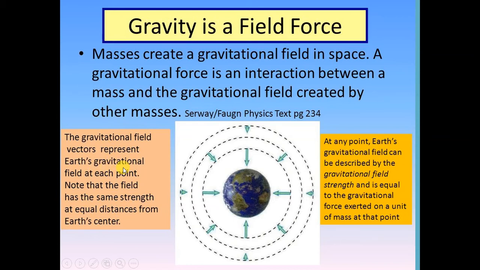These vectors represent the Earth's gravitational field at each point. Note that the field has the same strength at equal distances from Earth's center. What does this sentence mean? Pay attention with me. Let's say we are at this orbit, and at this point the distance is equal to the distance at this other point. The distances are equal, so the gravitational strength here will be the same as the gravitational strength here.